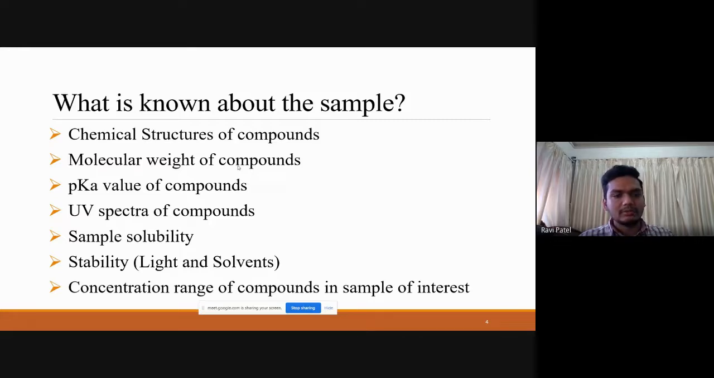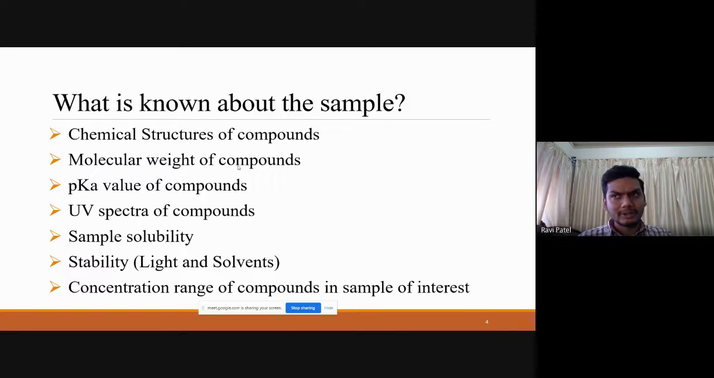Then stability, whether my drug is stable in light or not. We can say whether it is a light sensitive drug or not. Whether my drug is stable in the presence of moisture or not, in the presence of various solvents or not. So all this information we get by referring to the MSDS, material safety data sheet of that particular compound. The next thing is the concentration range of compounds in a sample of interest.